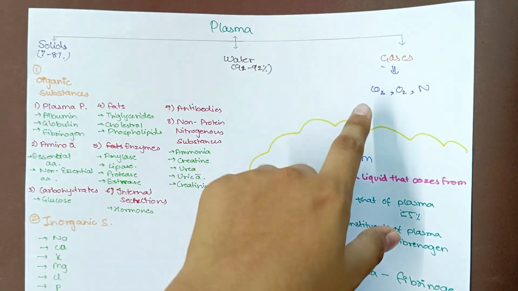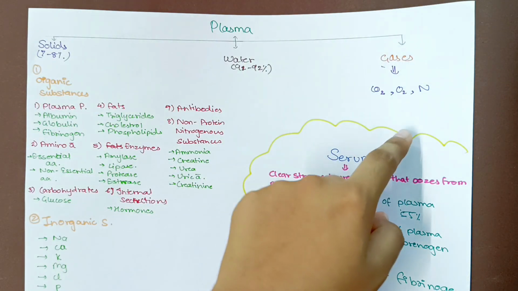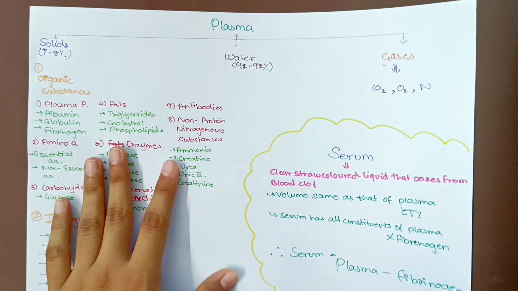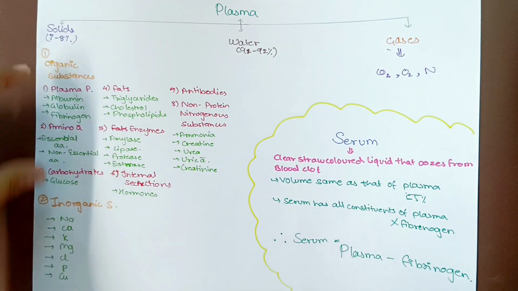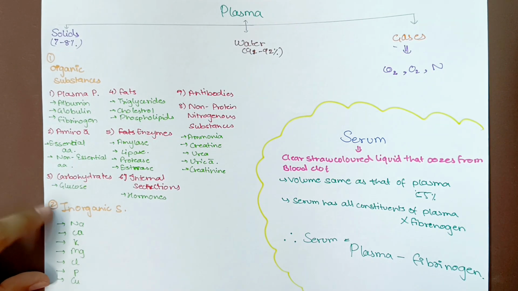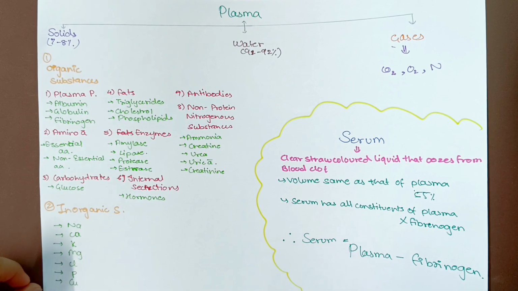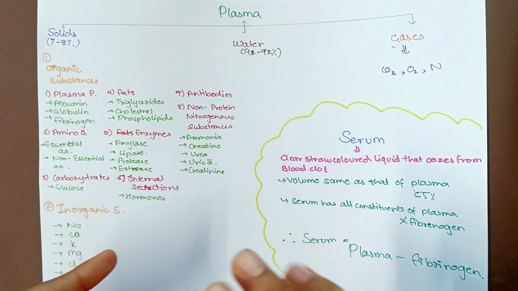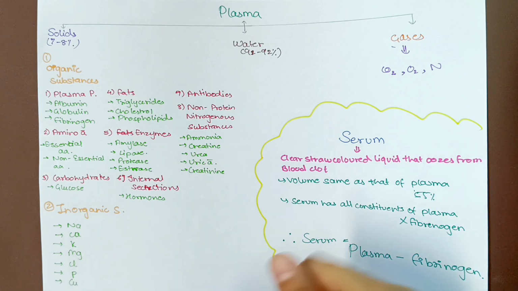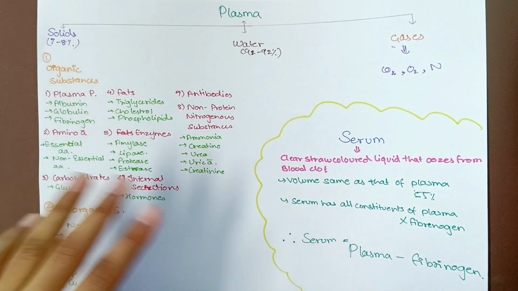Now, what kind of gases do we have in our plasma? Carbon dioxide, oxygen, nitrogen. That's very simple. Okay. Solid. About solid, we have two parts: the organic substances and the inorganic substances. So what are the inorganic substances? Sodium, calcium, potassium, magnesium, chlorine, phosphorus, and copper. That's it. The first part of the solids we have completed.